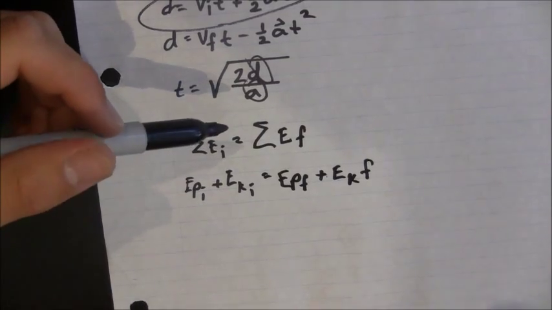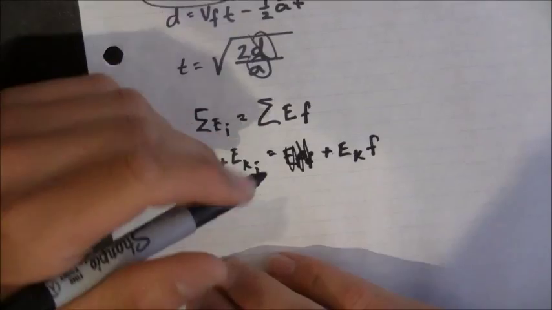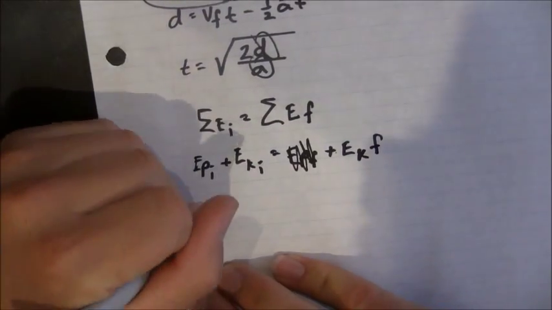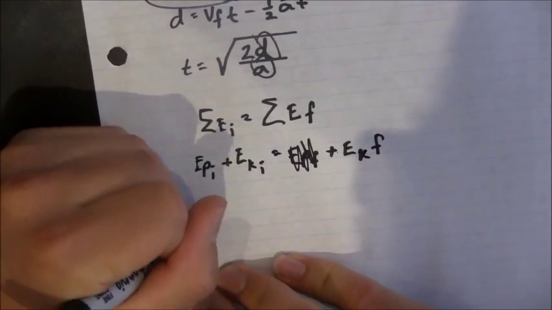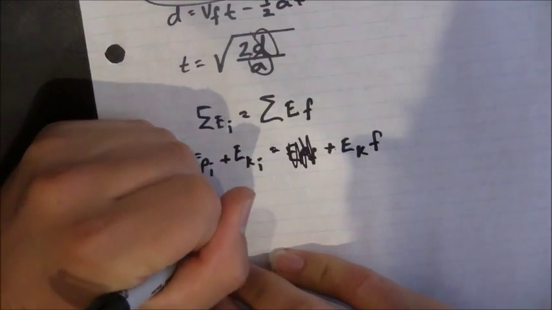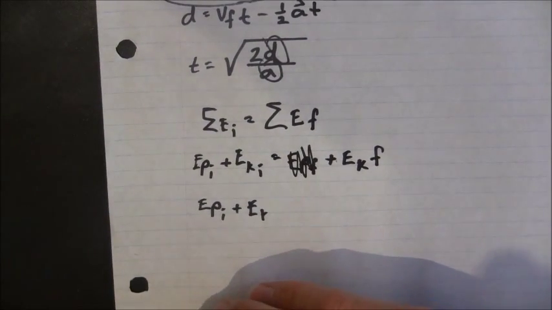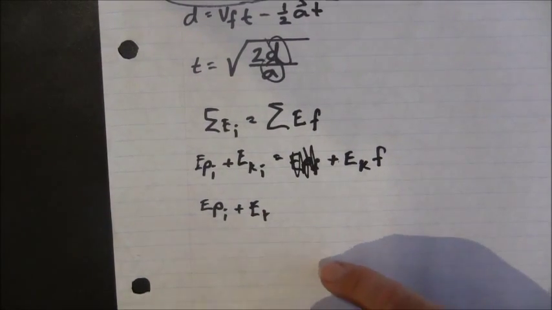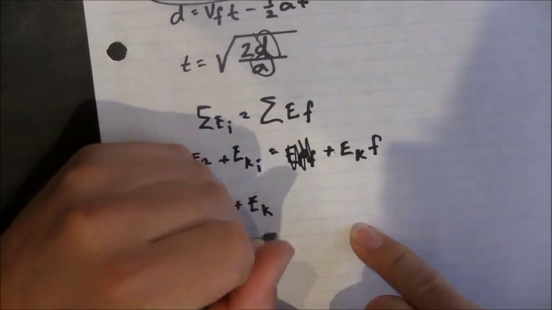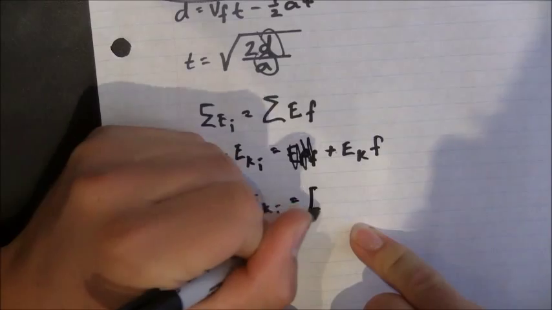EPF is 0 because it's all kinetic energy, so we can get rid of that. So we can say EPI, initial potential energy, plus initial kinetic energy, because it does have kinetic energy initially because I throw it off at a certain speed, straight down, equals final kinetic energy.